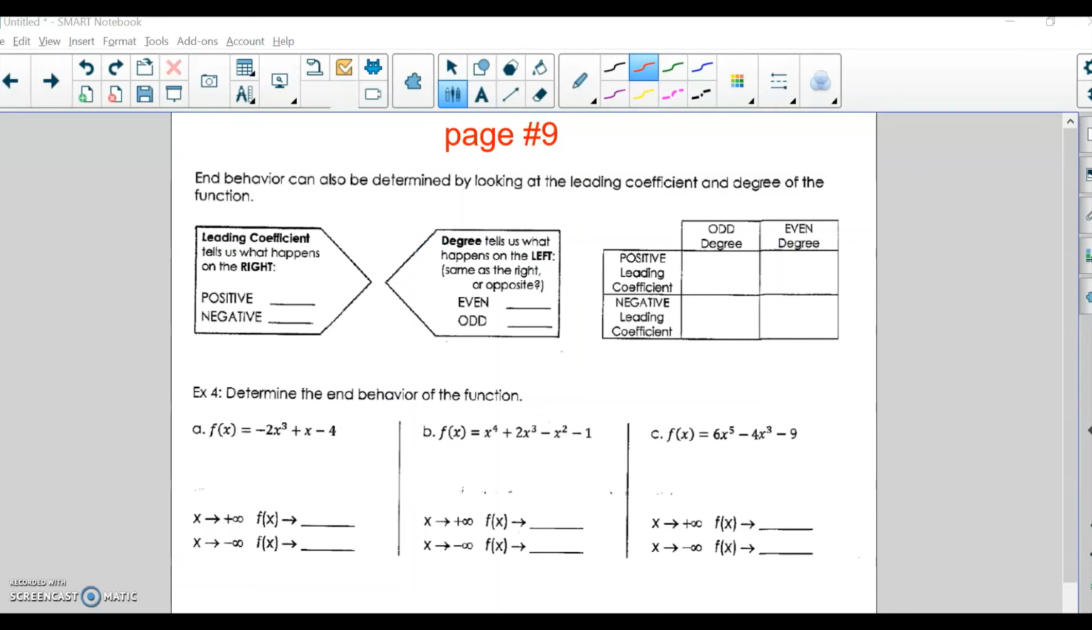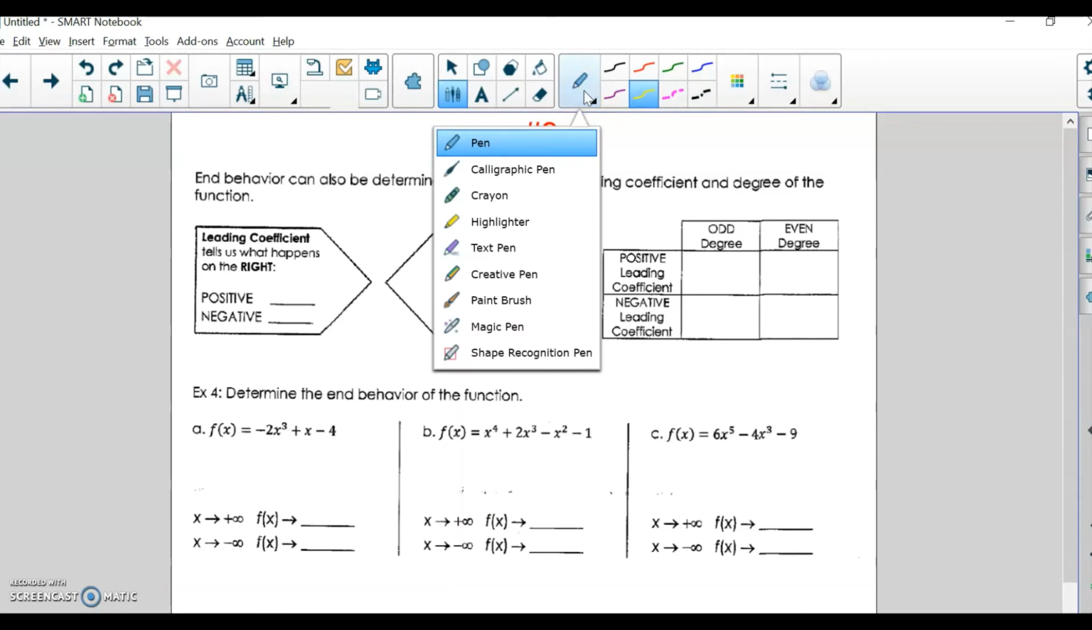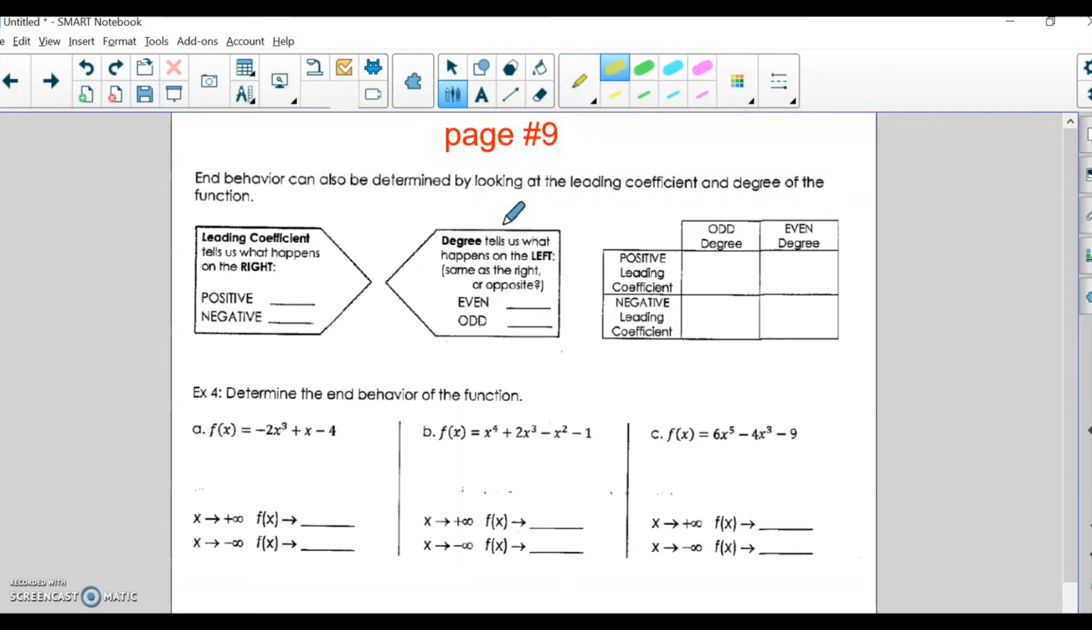Okay, and then we can also determine end behavior based on the polynomial itself. So all we need is the leading coefficient and the degree. And those two things are always together. So the leading coefficient and the degree. So if we have a polynomial, you'll see examples A, B, and C down below. These are the information. I'm going to recolor code that. So our leading coefficients are -2, positive 1, and positive 6. Our degrees are 3, 4, and 5.